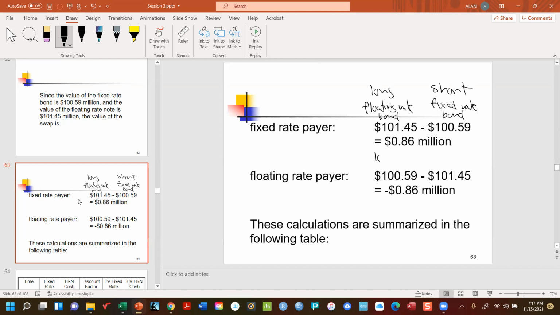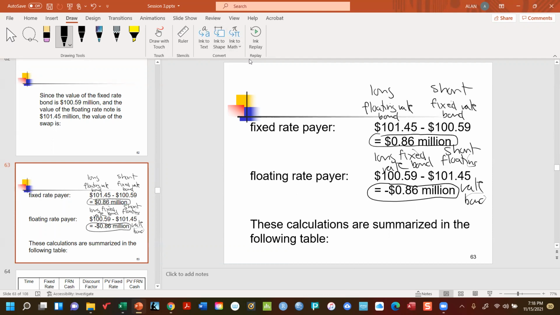We're long the fixed rate bond and short the floating rate bond. And so you see, it's just the opposite. It's the negative of the value for the fixed rate pair. The two of them have to add up to 0.